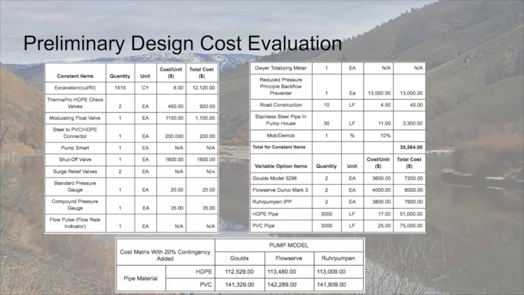For each of these alternatives, the cost evaluation was done, and most notably in the bottom chart here, you're going to notice the matrix of costs depending on the chosen alternatives. So strictly based on cost, our best alternative was to use a Gould's pump and HDPE pipe.